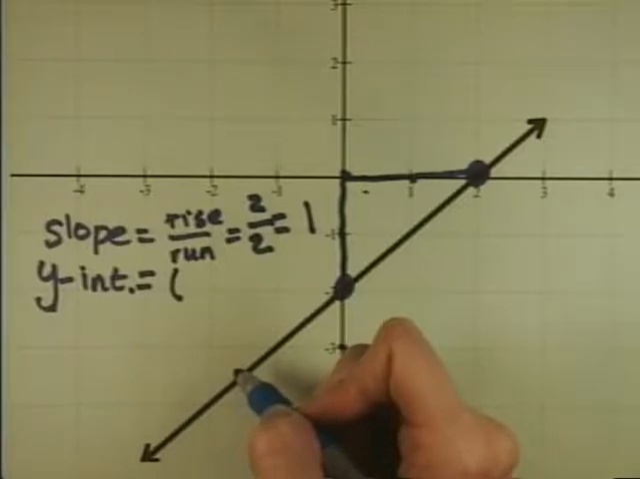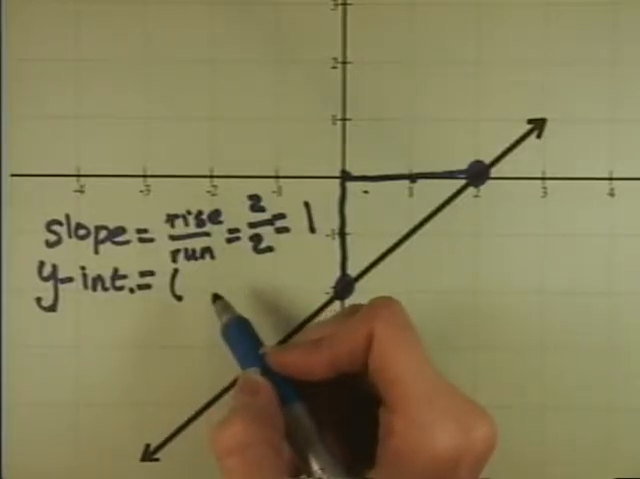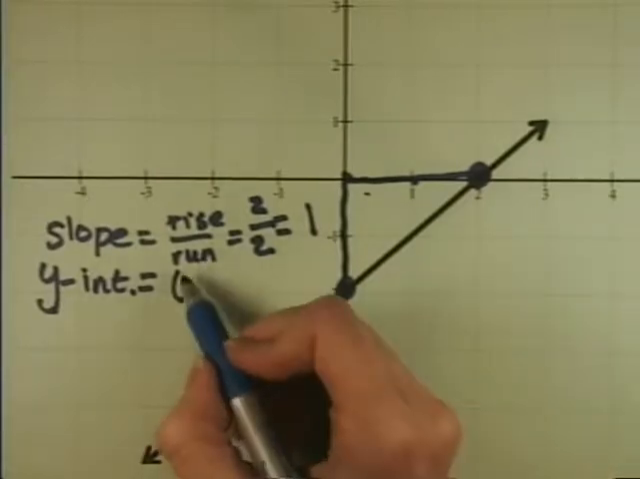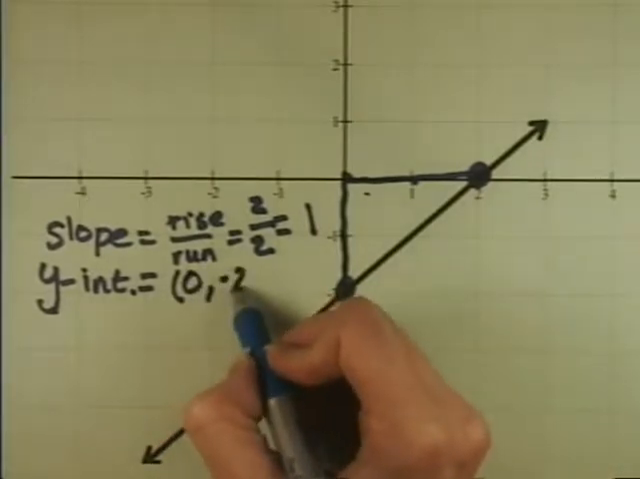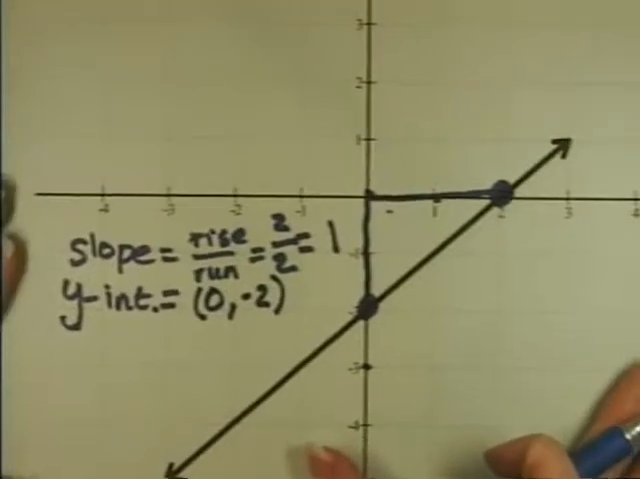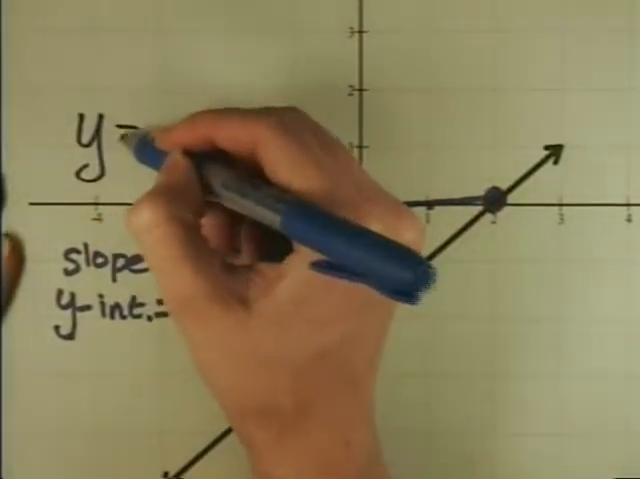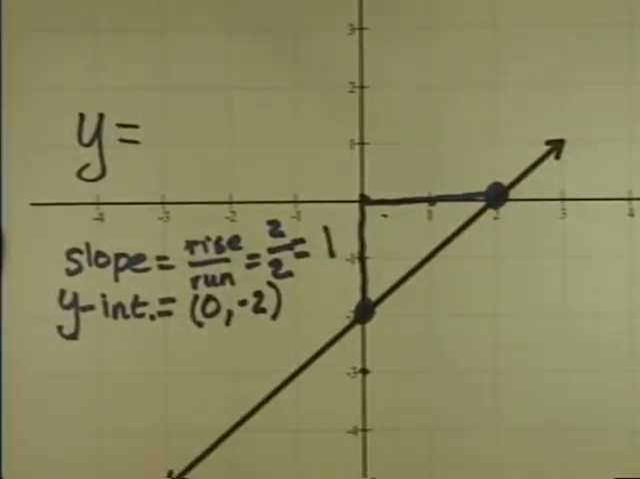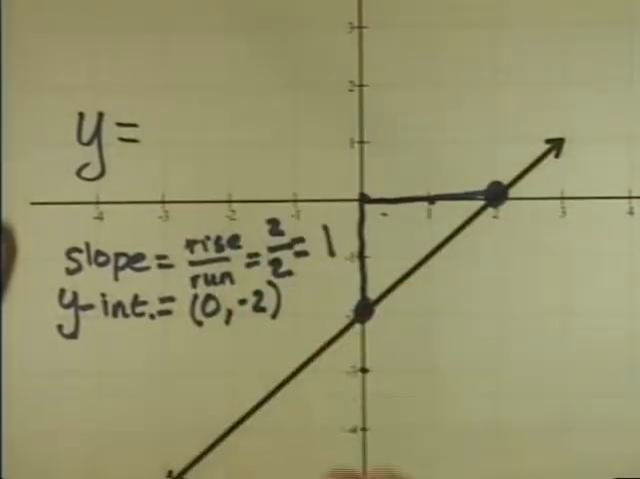What's my y-intercept? 0, negative 2. Okay, can you repeat that again for me, please? 0, negative 2. Thank you. I couldn't hear you the first time. Okay, now give me the equation, please. So y equals, tell me. Y equals mx plus b.